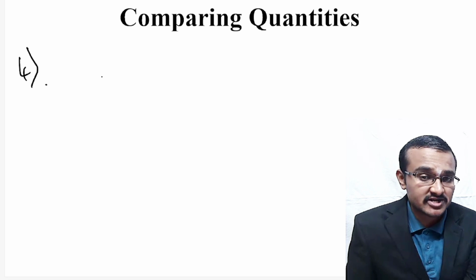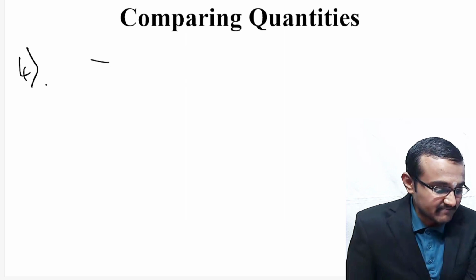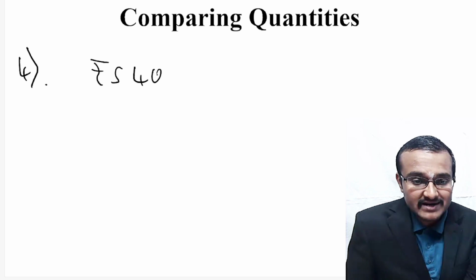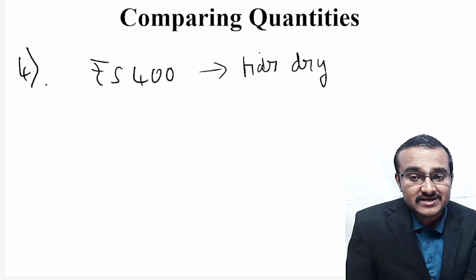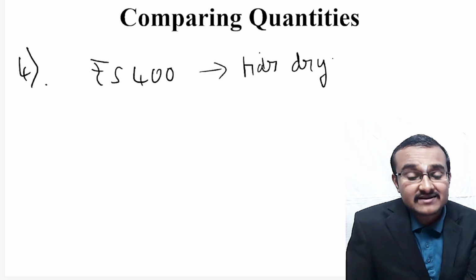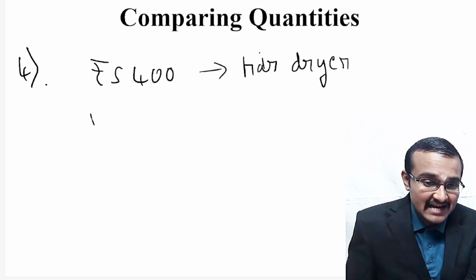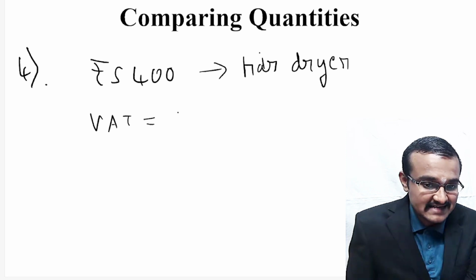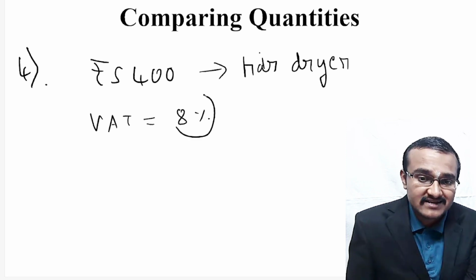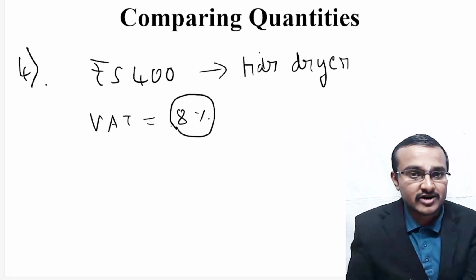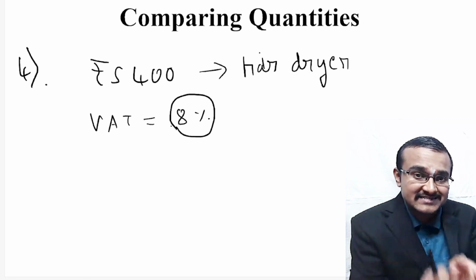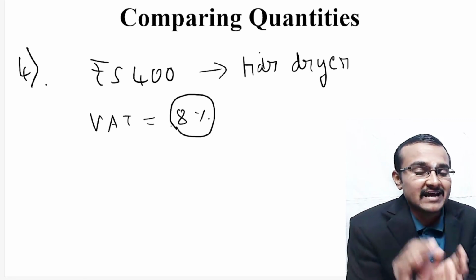So coming to the fourth question in this exercise, a person has bought a hair dryer. He has paid 5400 for the hair dryer. This 5400 is including the value added tax. Here the value added tax, that is VAT, is 8%. So after including this 8% only he is paying that 5400. So that 5400 is already inclusive of value added tax.